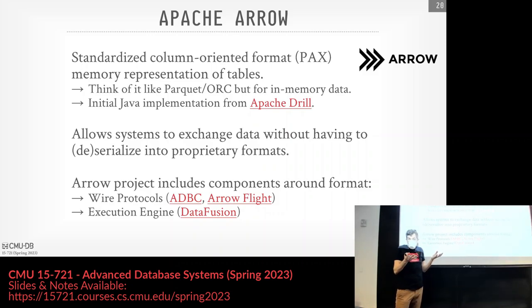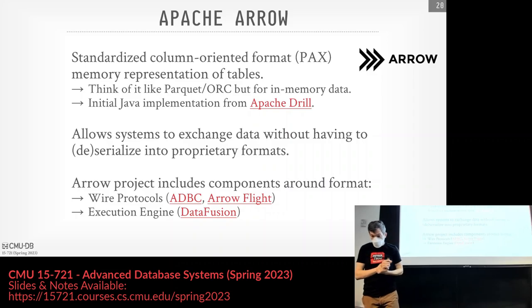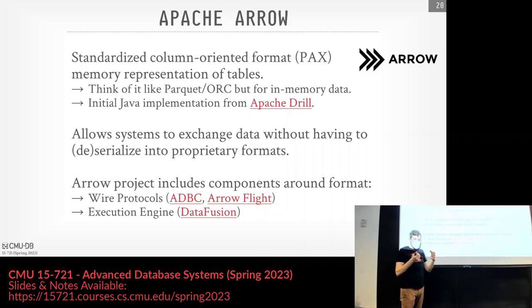I can rattle off a bunch of buzzwords about what Arrow is, and you should all know what they are because we've covered this in the semester, right? It's a PAX oriented format. You know what that is. It's doing dictionary compression. We know what that is. There's not much else to it. And the way they're doing dictionary encoding is through pointers or offsets into an array of values. I think this is a good example where the things we talked about in this course are the bedrock for understanding how to reason about new technologies that come along.